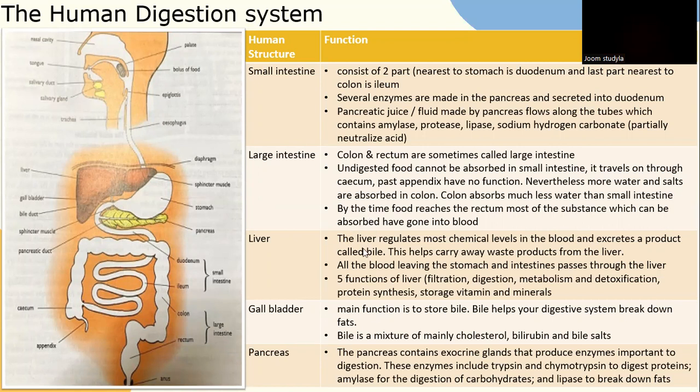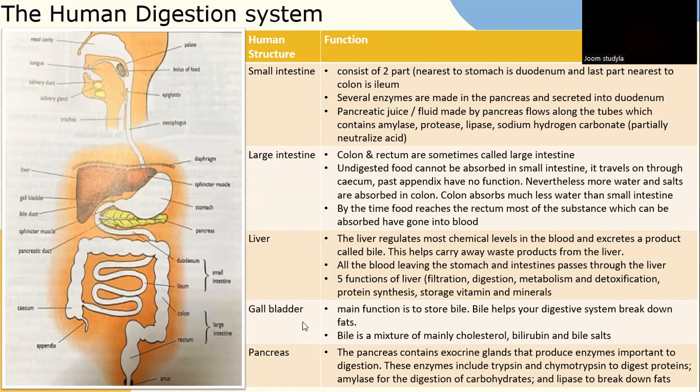Liver: the function of the liver is to regulate most chemical levels in the blood and excrete a product called bile. This helps carry away waste products from the liver. All the blood leaving the stomach and intestine passes through the liver. The 5 functions of the liver are filtering, digestion, metabolism, detoxification, protein synthesis, and storage of vitamins and minerals.